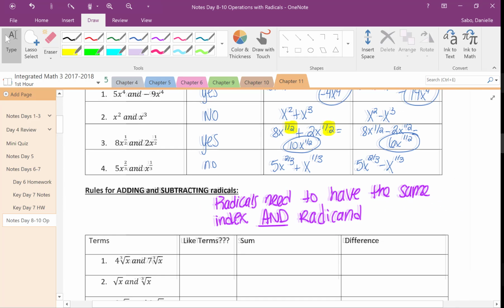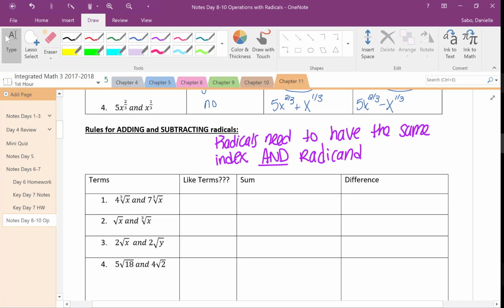Okay, so now let's do a couple together. It says 4 cube root of x, and the more that you say it out loud or in your head, the better you're going to be able to do these problems, because a lot of people are like, oh, it's 4 square root cube x. It doesn't make sense. Make sure you're able to say these when you're doing them. So, are they like terms? Do I have exactly the cube root of x and exactly the cube root of x? Yes. Okay, everything's the same.